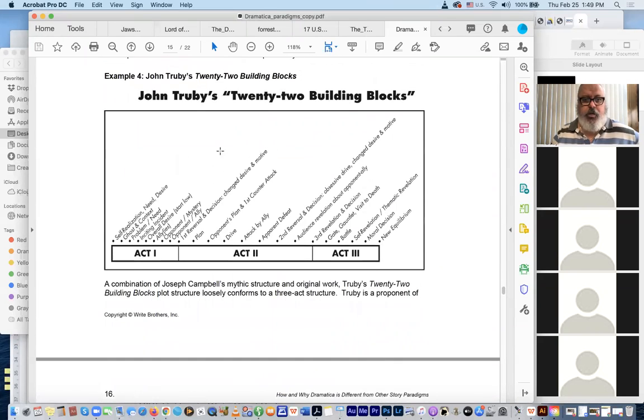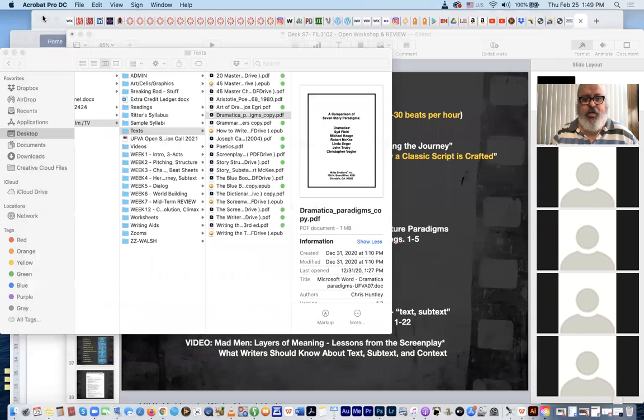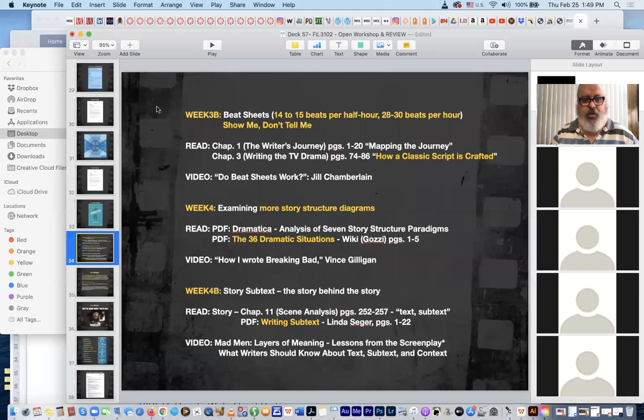Here we go. Here's John Truby's 22 building blocks of story, right? Look at all the nuance in story twists or situations that Truby is suggesting you could put your characters through and still remain in a 3-act structure. So I think this is a good reference tool for you, but for that reason, because there's so many options in here, I didn't want to go too far out on a tangent and confuse the issue by giving you too many structures to think about.